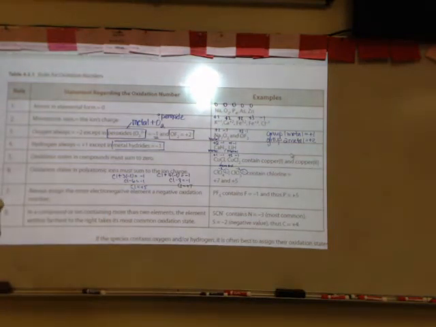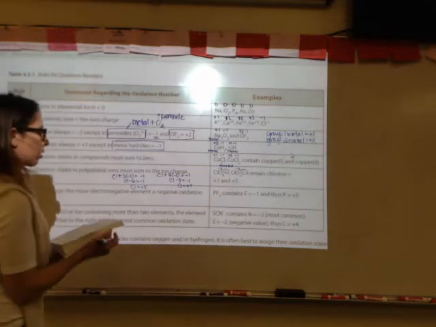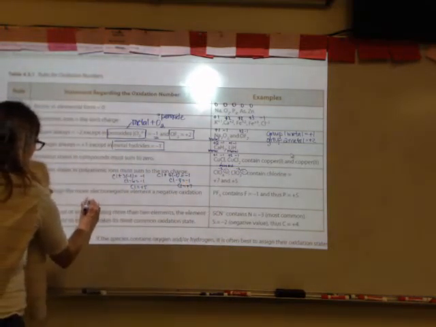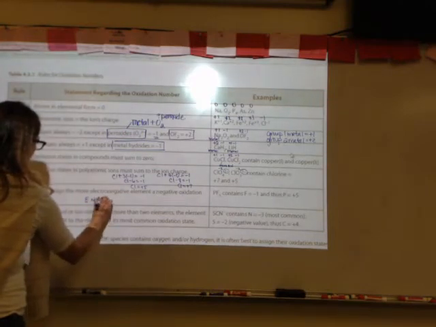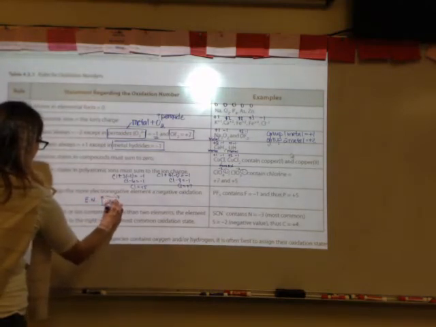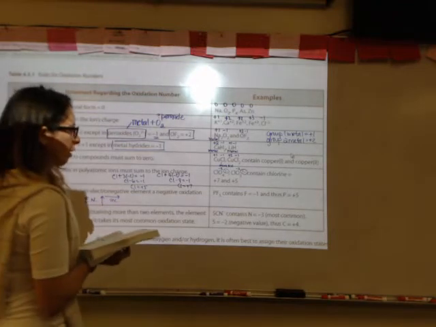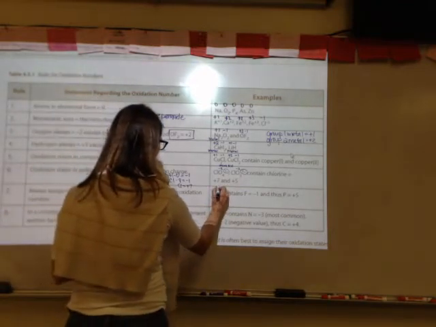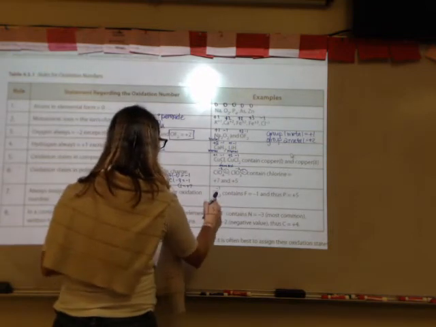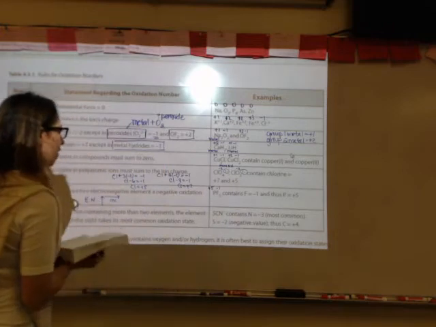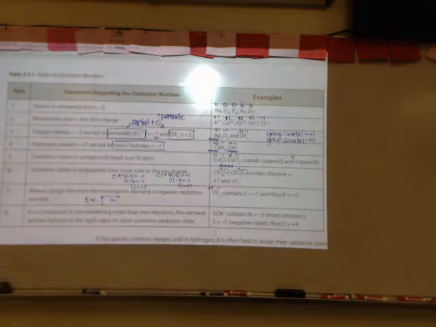Number 7, always assign the more electronegative element a negative oxidation number. So in PF5, since electronegativity increases up and to the right on the periodic table, fluorine is the most electronegative element. We assign it its usual charge, which is a -1. We calculate phosphorus. So that means phosphorus must be a +5 because it has to add up to 0.